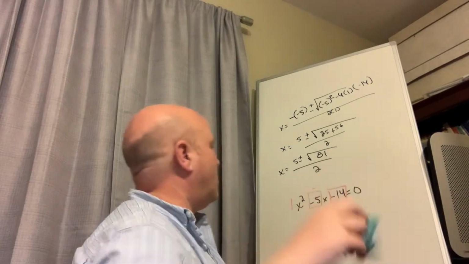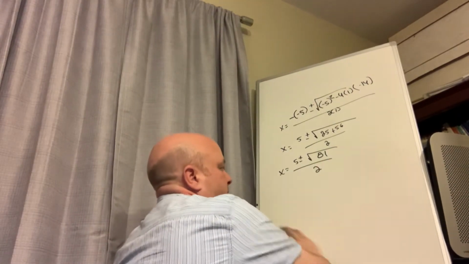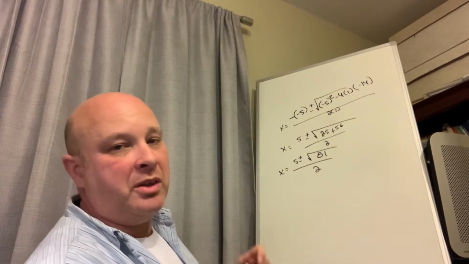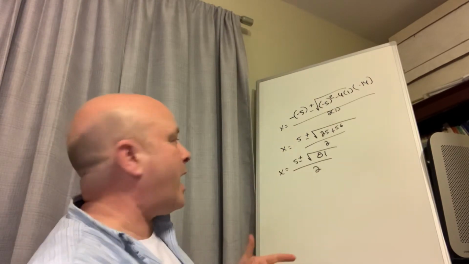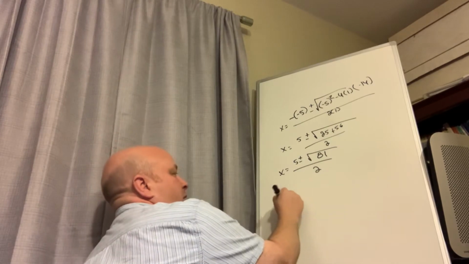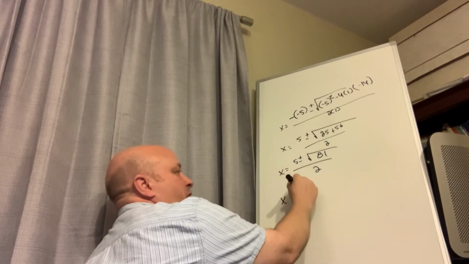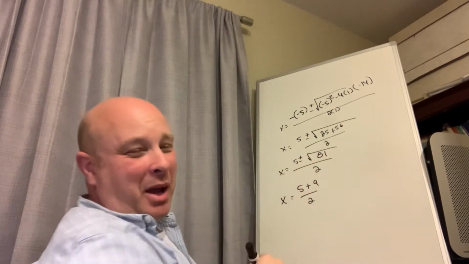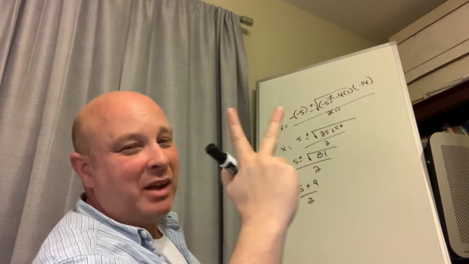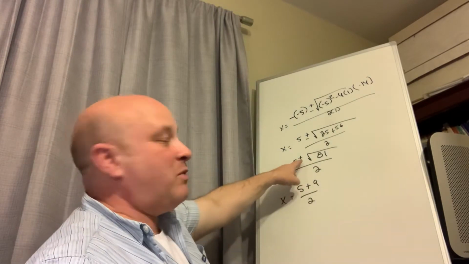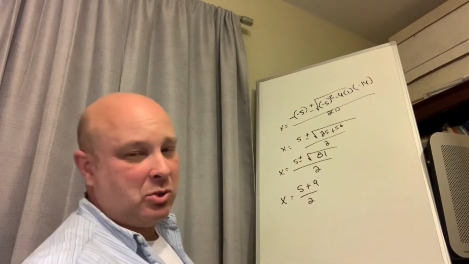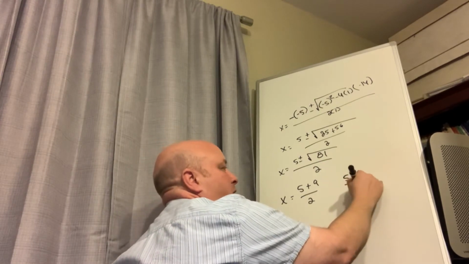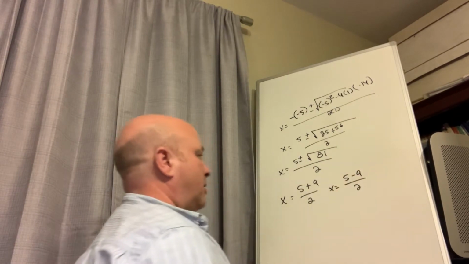Now, I'm going to go ahead and get this out of the way. What's the square root of 81? What number times itself equals 81? 9, right? So I have X equals 5 plus 9 divided by 2. But this plus or minus means I have to have 2 problems. I have to have 5 plus 9, which is the square root of 81, and I have to have 5 minus 9, all of this divided by 2. So X equals those 2 things.